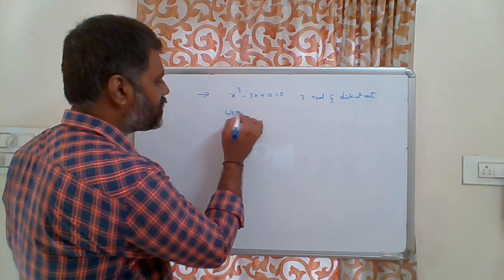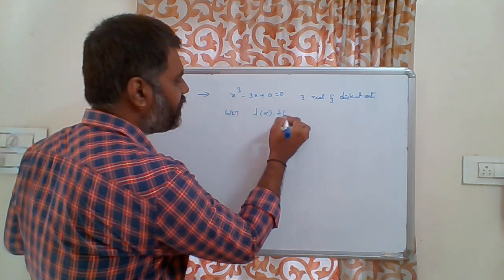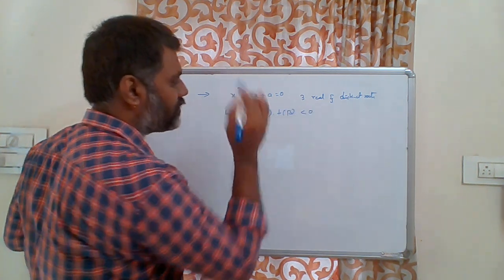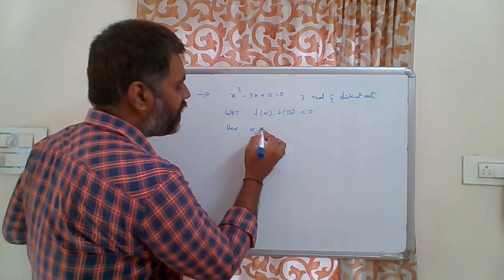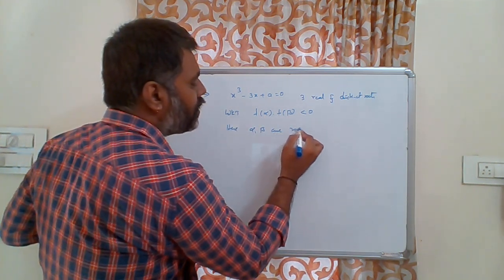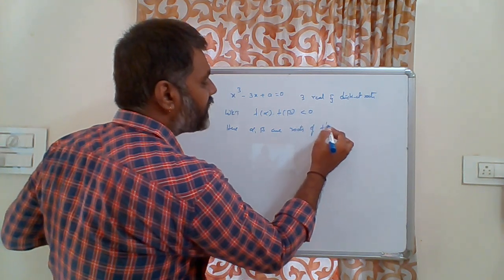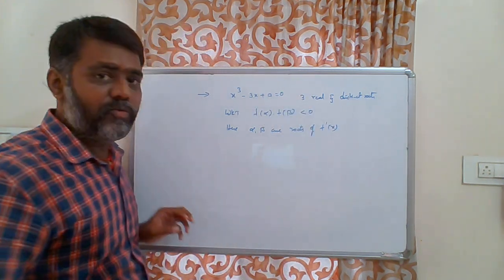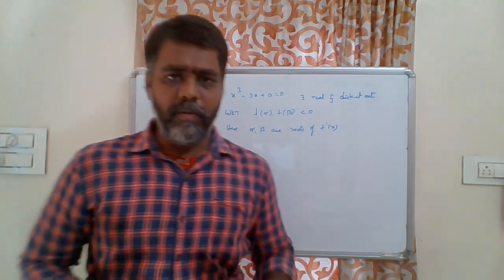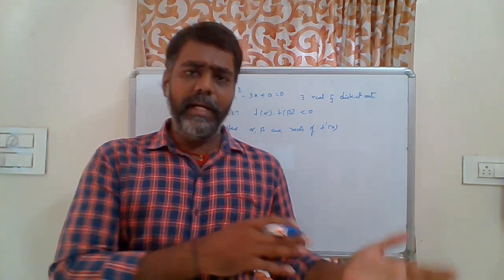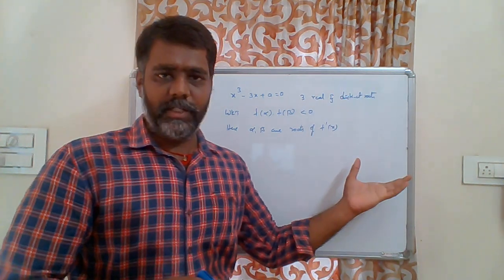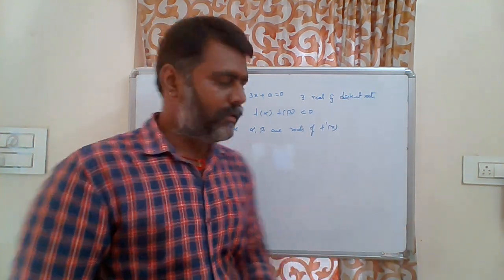Okay, we know that f of alpha into f of beta is less than 0. Here, what are alpha and beta? Here alpha and beta are roots of f dash of x, that means roots of the quadratic. So in any problem, first we have to calculate the derivative of the given function. Later we can apply the conditions. Okay, it depends on the question.